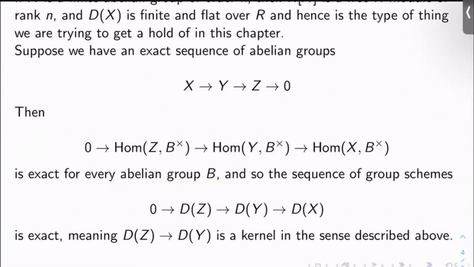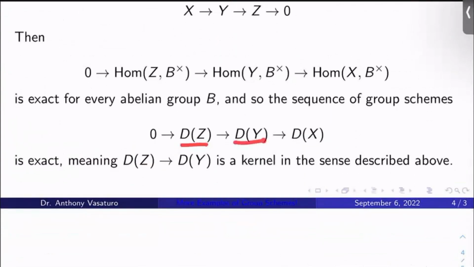It's easy to check. And so this just gives you a sequence of group schemes, 0 to D of Z to D of Y to D of X. And so that has to be exact, because it's the same as this sequence here. Okay, and so what that means is D of Z to D of Y, this map here, is a kernel in the strict sense of the word described several videos ago when we were talking about kernels and cokernels.